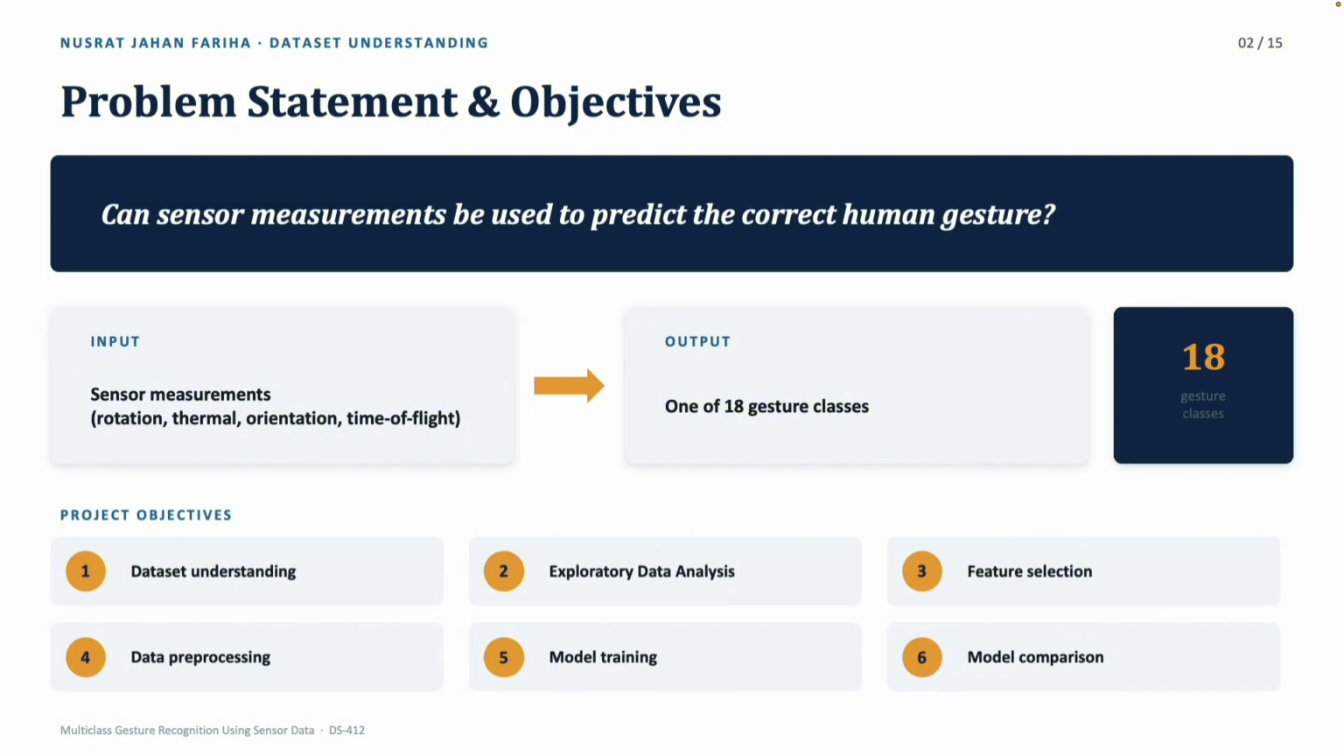To complete the project, we followed a few important steps. The first thing is we understood the data set, then we performed EDA to see how our data looked and how the features are related. After that, we selected the most useful features and performed the necessary data preprocessing. Then we trained our machine learning models and finally we compared those models to see which one performed better. So this is basically the overall journey of our project.